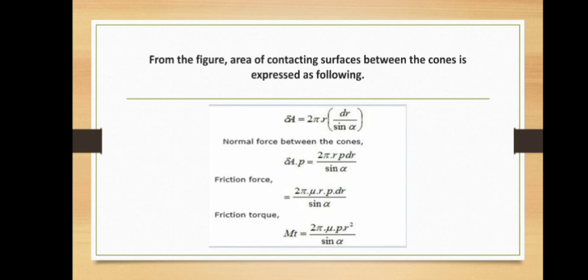Considering a small ring of radius r and thickness dr, we get the area as 2 pi r dr divided by sin alpha. The normal force between the cones is the area times P, that is 2 pi r P dr divided by sin alpha. The friction force is given by 2 pi mu r P dr divided by sin alpha, and the friction torque is given by 2 pi mu P r square dr divided by sin alpha.